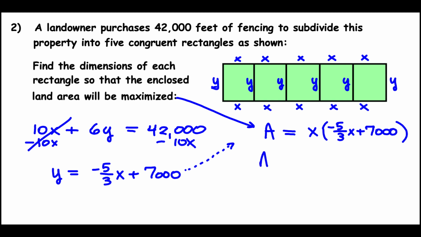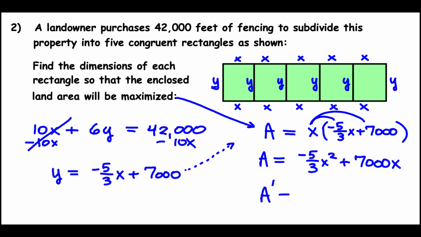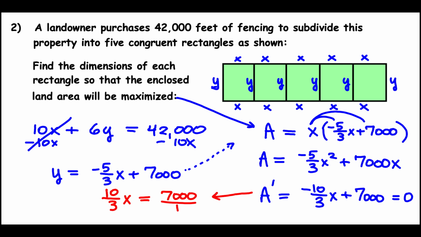Okay, let's make this a little easier to deal with by doing distributive property. Okay, we've eliminated one of the variables. Now it's time for the one and only calculus step. Taking the derivative, area prime. That's going to be negative 10/3 x plus 7,000. You'll go ahead and set that equal to 0 and solve. Okay, I brought it over here to the left just to give myself a little bit more room. I'm going to multiply both sides by the reciprocal, 3/10.